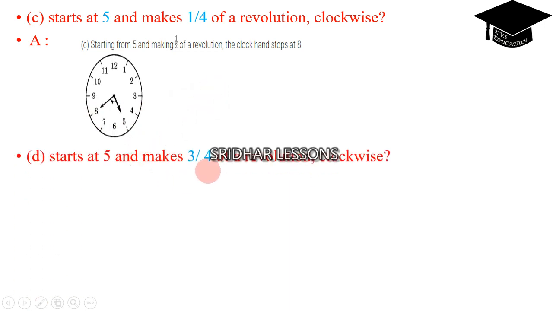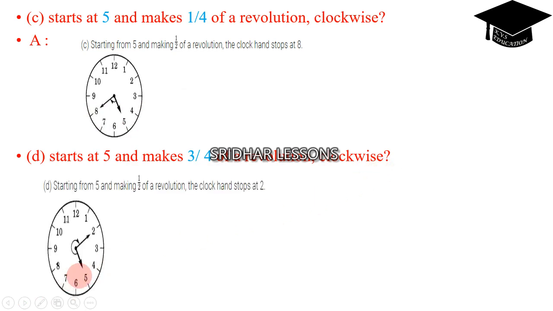Starts at 5 and makes 3/4 of a revolution. Starts at 5, 3/4. So 1, 2, 3, 4, 5, 6, 7, 8, 9, 10. Okay, so it stops at 2 because it makes 3/4 of the revolution. Okay, 3/4 plus 1/4 is completely 12 hours.